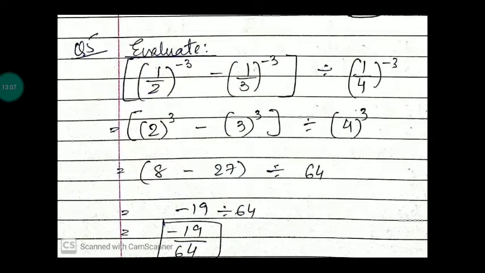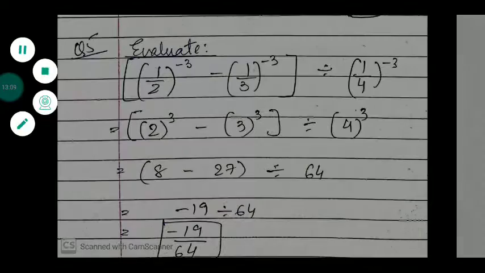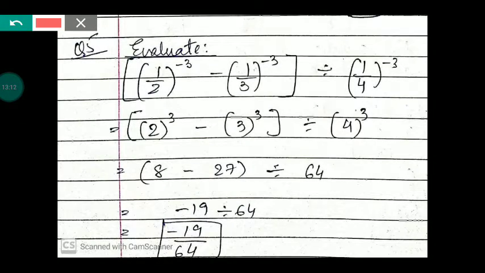Next sum is evaluate, that means finding the value. You can see that all the 3 powers of the elements are in negative form. So we take the reciprocal and turn it into positive. Now 2 raised to 3, that is 2 into 2 into 2 is 8, 3 cube 27 and 4 cube 64. 8 minus 27 is minus 19 divided by 64. So simple, in the division form we keep the answer.